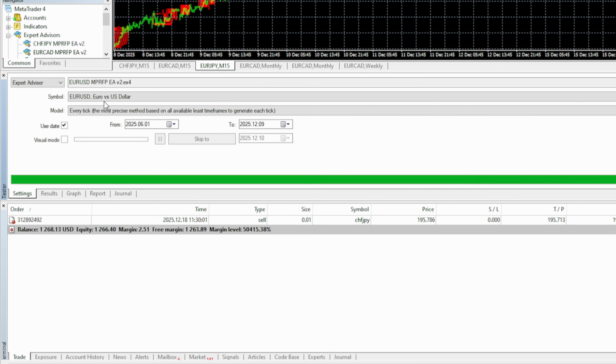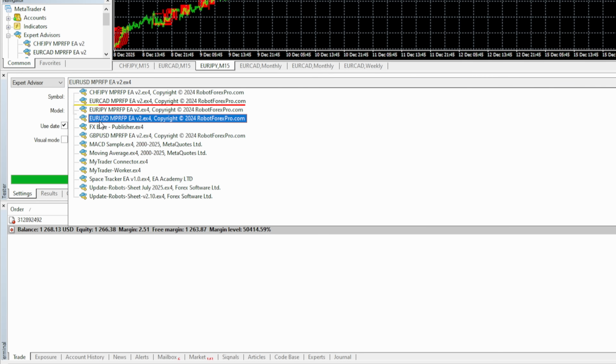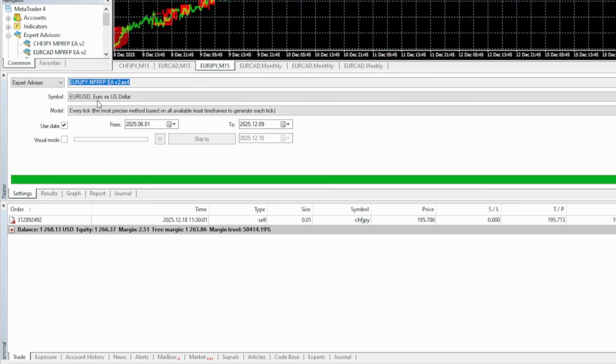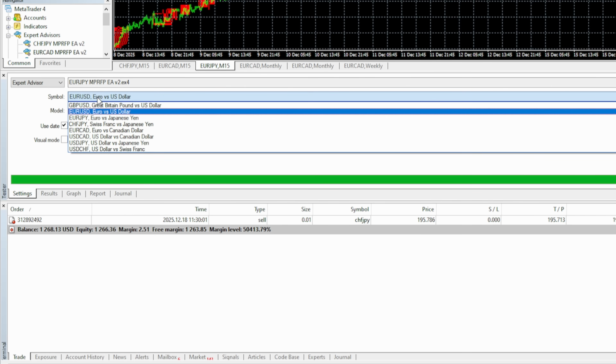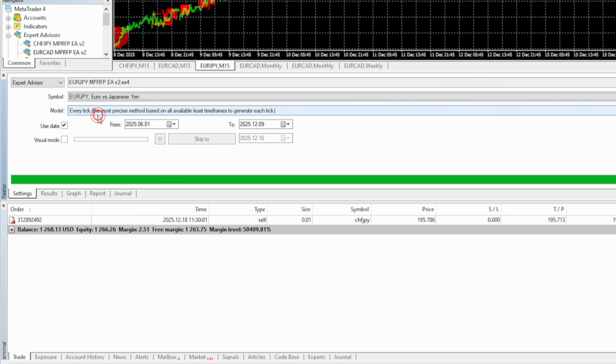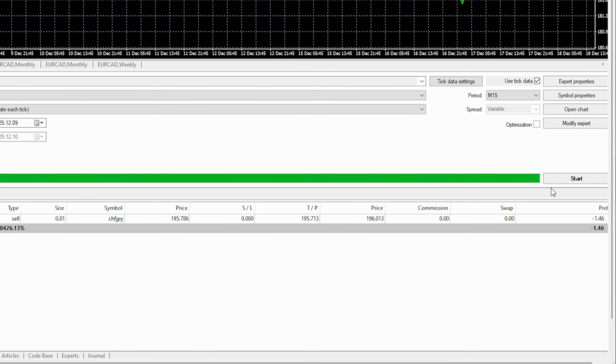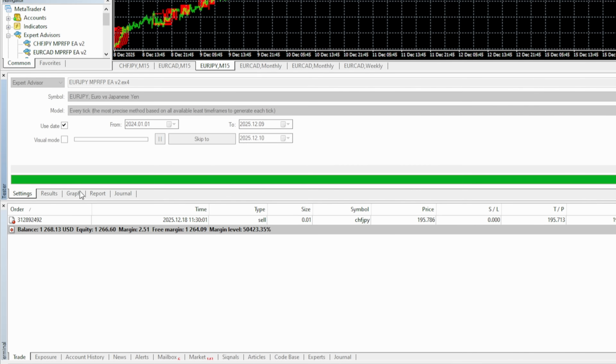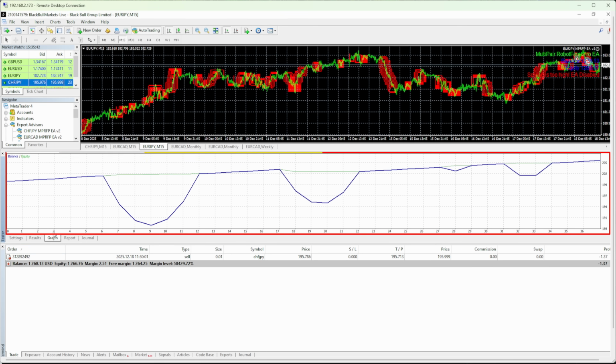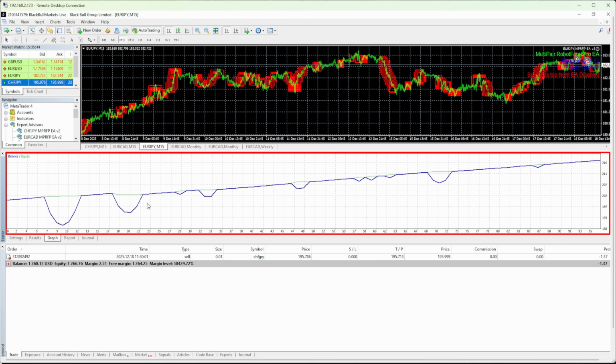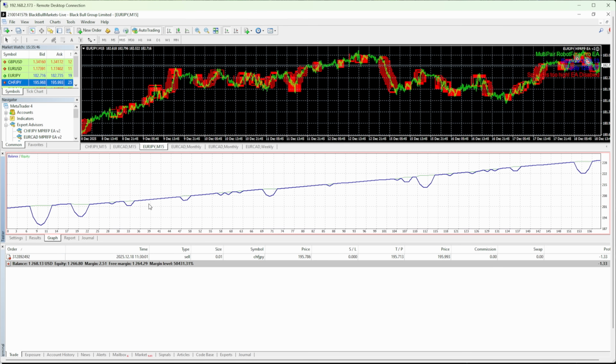However, let me show you the result for the euro yen, not the euro dollar, but the euro yen. I will switch to euro yen with the expert as well as with the symbol, and I'll go back to the beginning of 2024 and I will hit start, and let's see now the backtest. Here we go. The backtest starts with a couple of drawdowns, but nothing really to worry about.